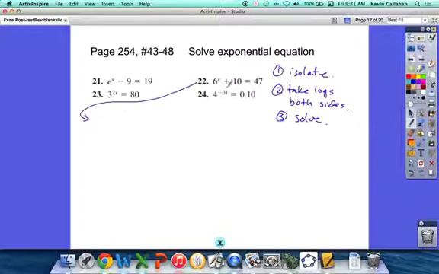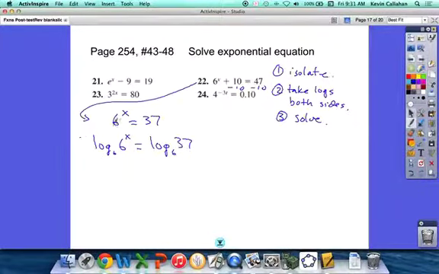Subtract 10, right? Minus 10. So we have 6 to the x equals 37. Okay, now which log would you take? It says take log of both sides, but which base logarithm would you take? Base 6. Generally the way we think is try to make the base of the logarithm match the base of the exponential. Log base 6 of 6 to the x equals log base 6 of 37.